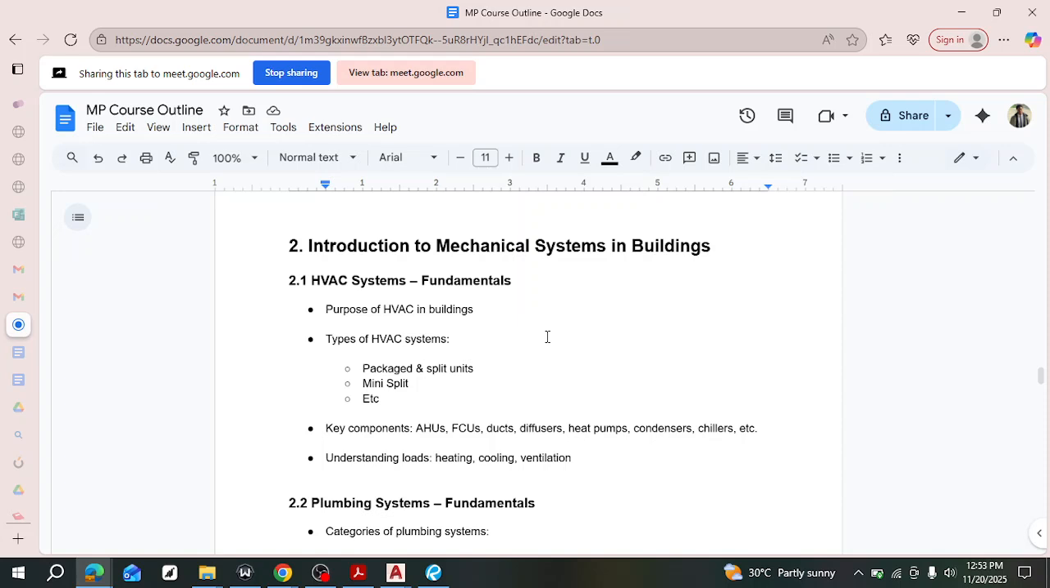So the package and split that I mentioned are mostly for ducted systems. They are mostly for larger loads. The mini splits are mostly for smaller loads, smaller systems. For example, in your bedroom or in your office, that AC that you see hanging on the wall is a mini split. It is still split, but it's mini because it is smaller.